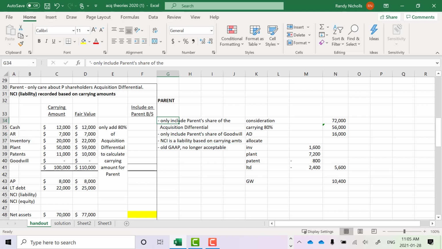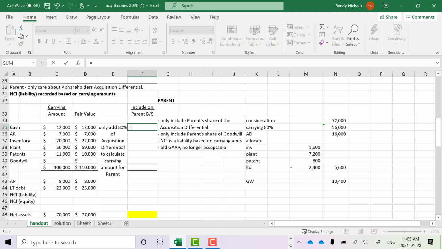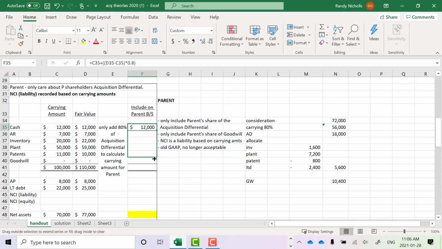So again, same acquisition differential. What are we going to include on the parent company's balance sheet? Well, we're going to include the carrying amount plus 80% of the difference. Let me just make sure I get the signs right. It's going to be nothing on this one, but I've got fair value minus carrying amount times 80%. And because fair and carrying are the same here, it's the same. So I'm just going to copy this down.